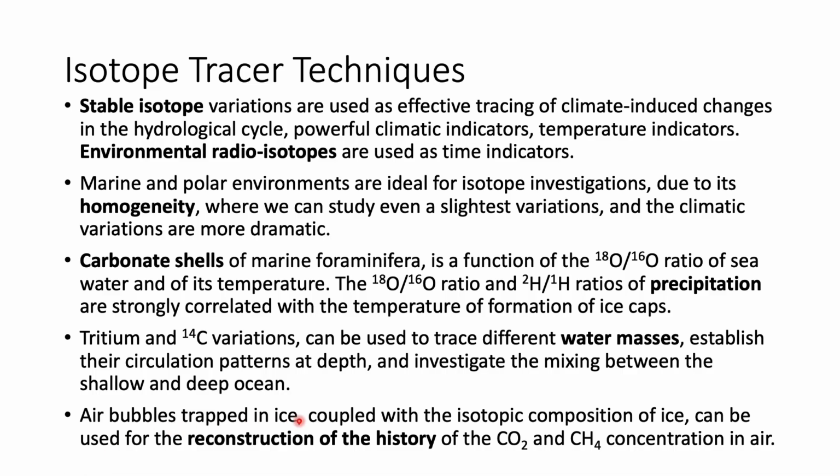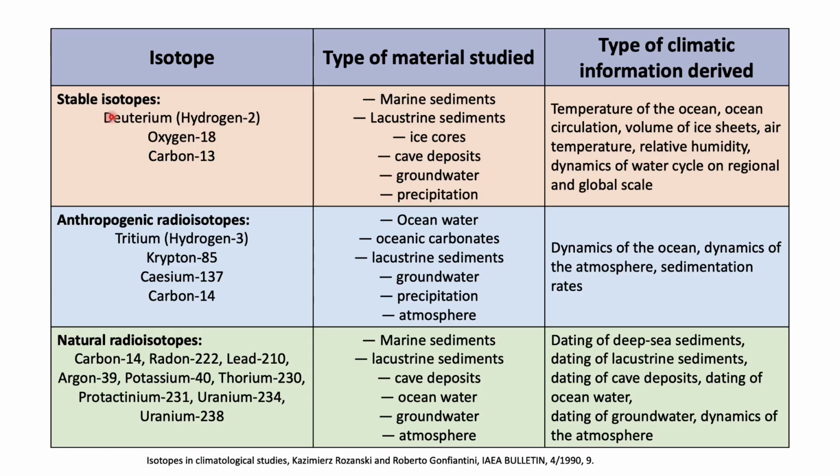Air bubbles trapped in ice, coupled with the isotopic composition of ice, can be used for the reconstruction of the history of CO2 and methane concentration in air. Here various isotopes are given. One is the stable isotopes deuterium, oxygen 18 and carbon 13. These are used for studying what type of materials? Marine sediments, lacustrine sediments, ice cores, cave deposits, groundwater and precipitation can be studied. So all these things can be studied using these tracer isotopes.